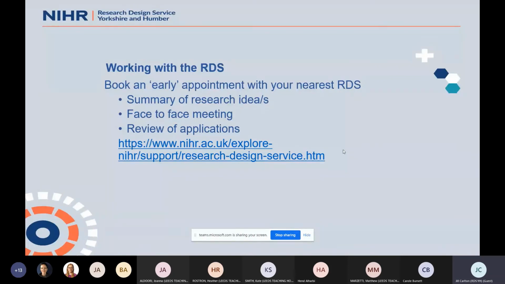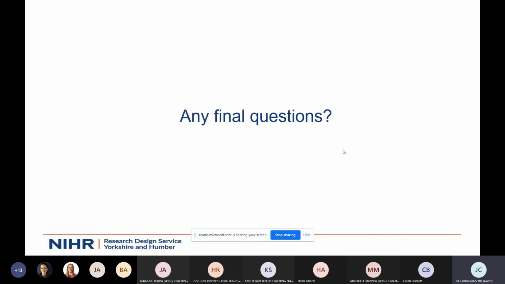We used to offer face-to-face meetings in the first instance, but obviously, as you can appreciate, over the last 18 months, things have been somewhat different. And actually, I think we've shown that hybrid working and remote working is efficient. So we're quite happy to do Zooms or phone calls or any other sort of meeting in that way. And also, we can review draft applications as well. And you can get in touch with us via the website.